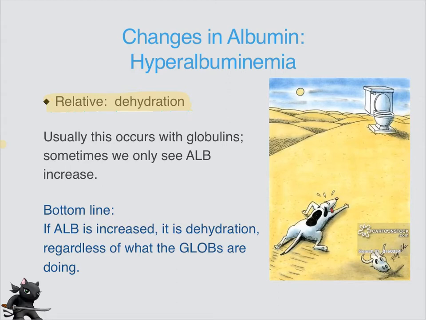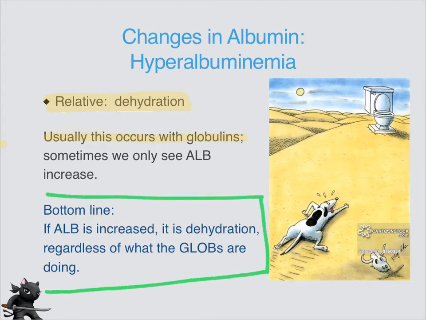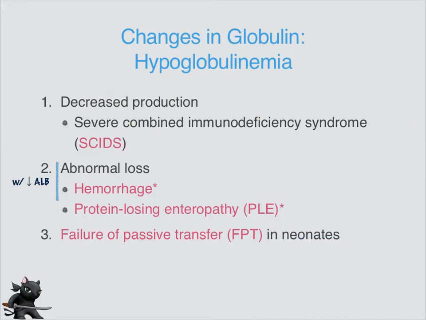So this usually occurs with the globulin fraction, okay? It usually occurs with globulins, but sometimes we will only see albumin increase. The bottom line, and this is the thing you really need to know, is that if the albumin is increased, it is dehydration regardless of what the globulins are doing. If the albumin's increased, it's dehydration. Wham, bam, thank you ma'am, and we are done. So globulins. Globulins are fun too.